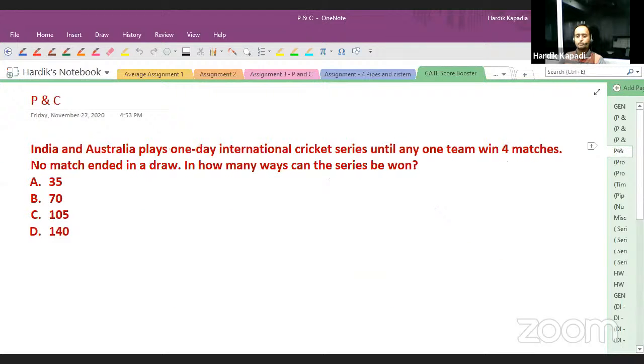Okay, fine. So this is your next question. India versus Australia play a one-day international cricket series until any one team wins 4 matches. No match ended in a draw. In how many ways can the series be won? So you have 30 seconds to answer this question.